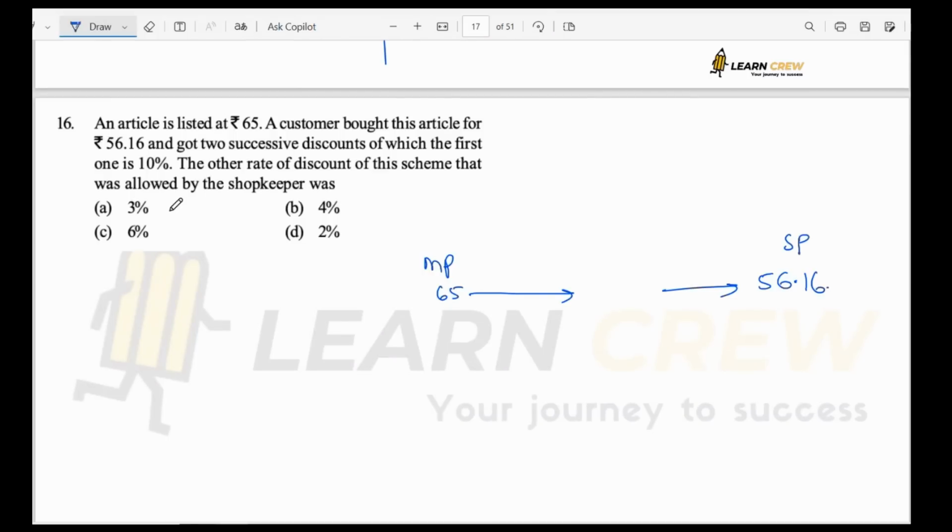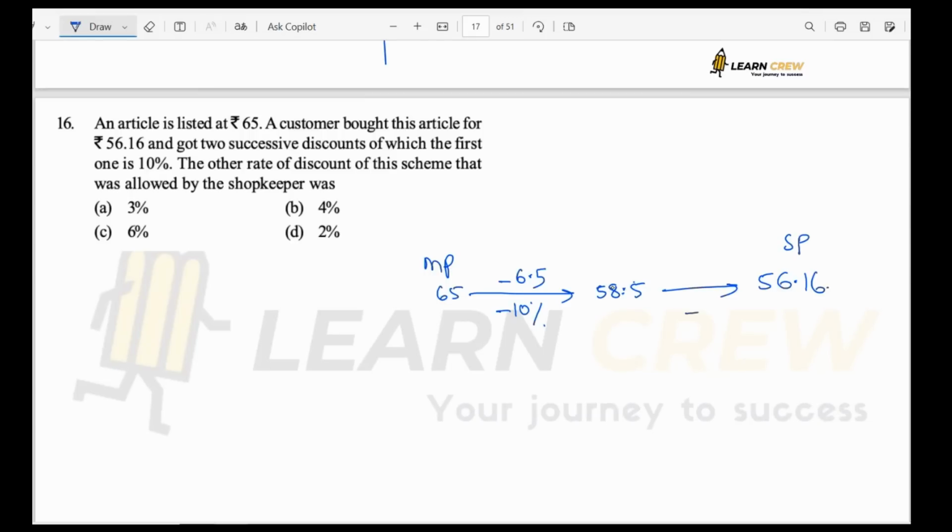Now, the first discount is how much? One discount is 10%. So, on 65, 10% is 6.5 reduction. So, its value would be how much? 58.5. Am I correct or not? 65 minus 6.5 is 58.5. Now, on 58.5, something is reduced to become 56.16. So, what happened?